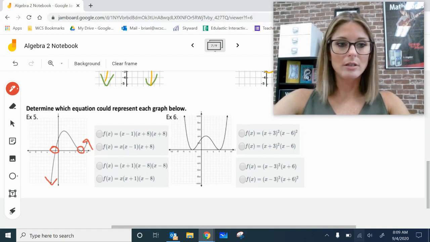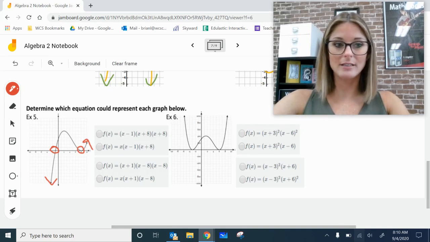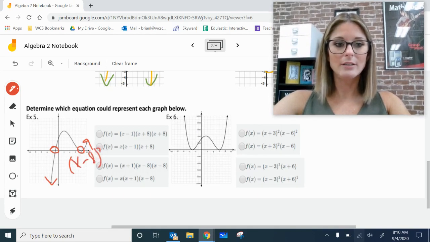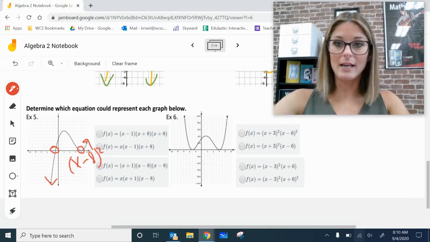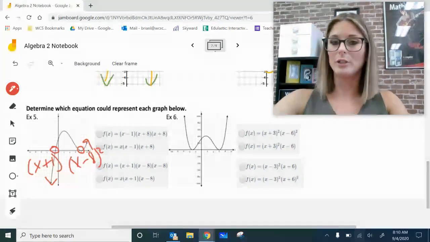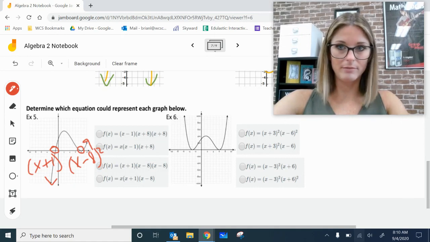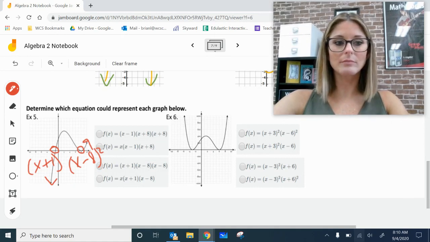It's got to bounce at 2, 4, 6, 8. It's bouncing at positive 8. If it's bouncing at positive 8, the factor would have to be x minus 8 squared. And then this, I'm assuming from my answer choices, is a negative 1. So my factor is going to have to be x plus 1 in order for it to cross at negative 1. Am I making sense? If not, rewind.